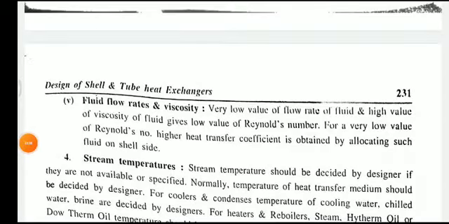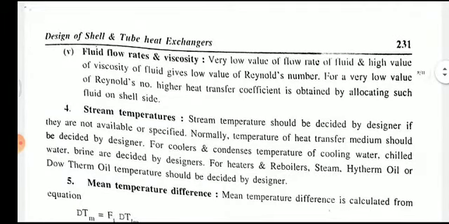The fifth one is fluid flow rate and viscosity. A low flow rate and a high viscosity of a fluid give a low value of Reynolds number. For a very low value of Reynolds number, a higher heat transfer coefficient is obtained by allocating the fluid to the shell side.